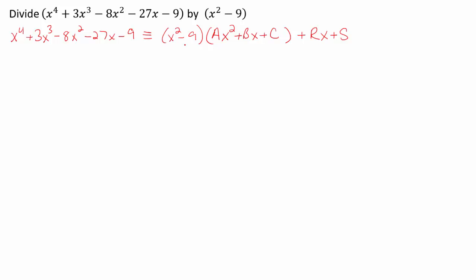Once you have this, you're just going to multiply this out. X squared times ax squared is going to be ax to the 4th. X squared times bx is going to be bx cubed. X squared times c is cx squared. And I'm going to do the same thing with the negative 9. Negative 9 times ax squared is negative 9ax squared. Negative 9 times bx gives me negative 9bx, and negative 9 times c is negative 9c. Don't forget to bring down your rx and your s.